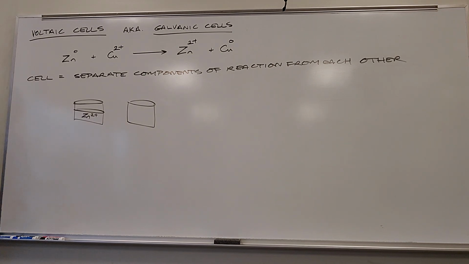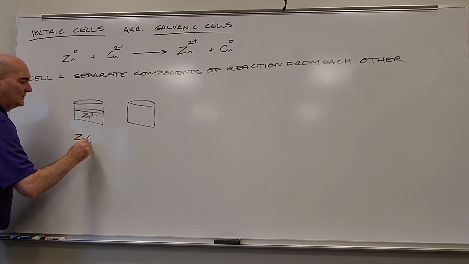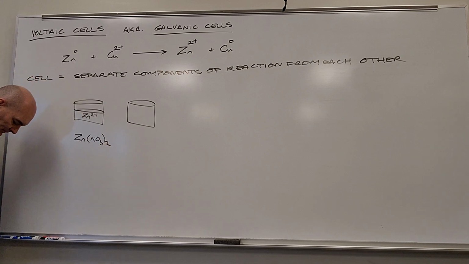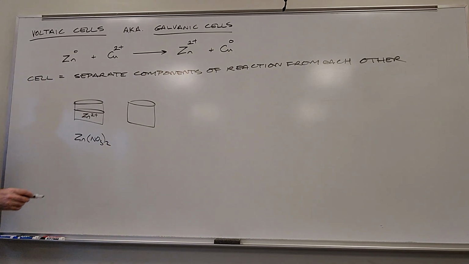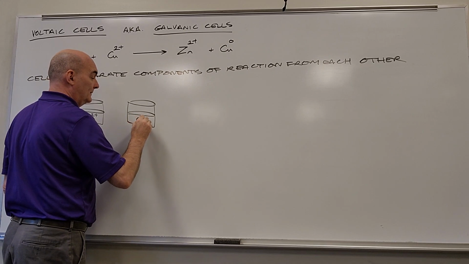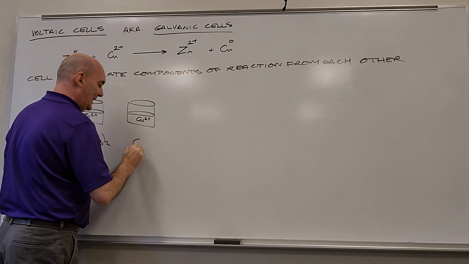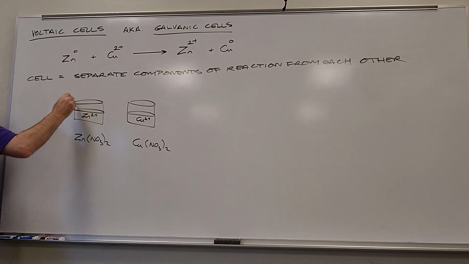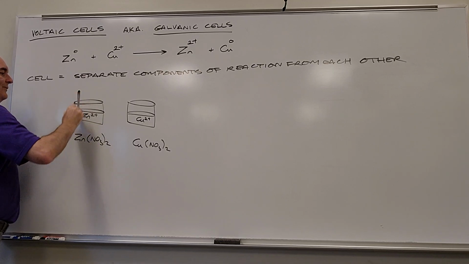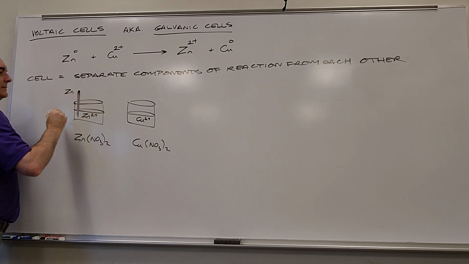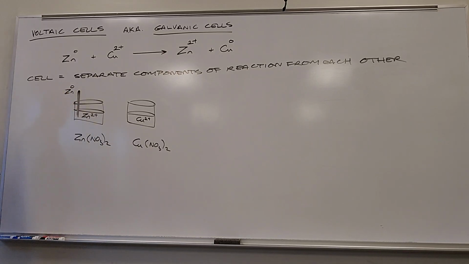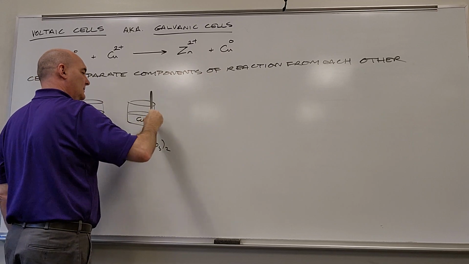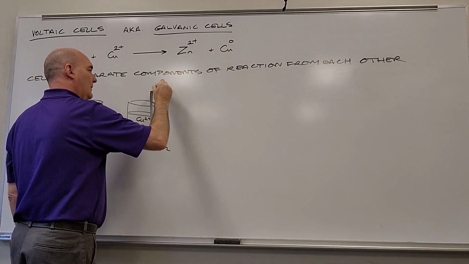All nitrates are soluble. So my best candidate here would be zinc nitrate. And then in the other one, I put the copper. And my best candidate here, because all nitrates are soluble, would be copper nitrate. And then I put a piece of metal that is zinc metal. When something's in its zero oxidation state, that's how it occurs in nature. And then into the other, I put a piece of copper metal.